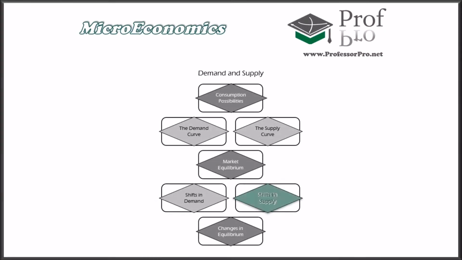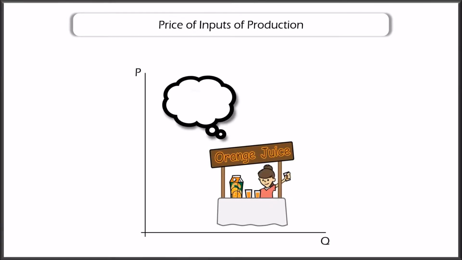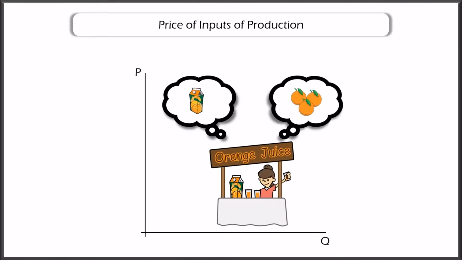Now that we've seen the theory behind shifts in supply, we can cover some exercises on the topic. Let's see how to answer questions on the price of inputs, regulations, technology, and on expectations. The desire to sell can change when the price of inputs of production changes.